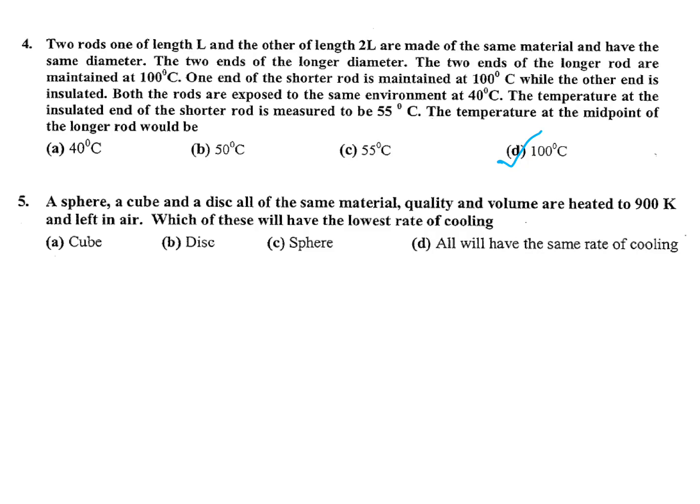A sphere, a cube and a disc, all of the same material, quality and volume, are heated to 900 Kelvin and left in air. Which of these will have the lowest rate of cooling?